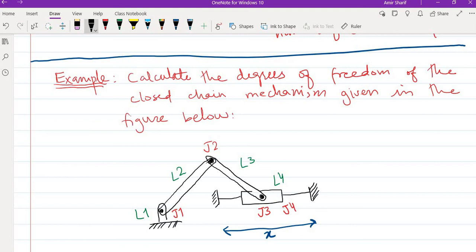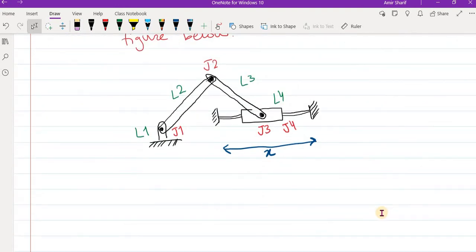It's better if we do like this. Okay. So yeah, so we have four links, and also we have here 4 joints. So now we have to calculate the degrees of freedom of this mechanism.